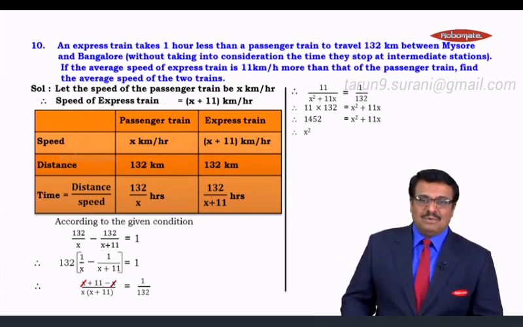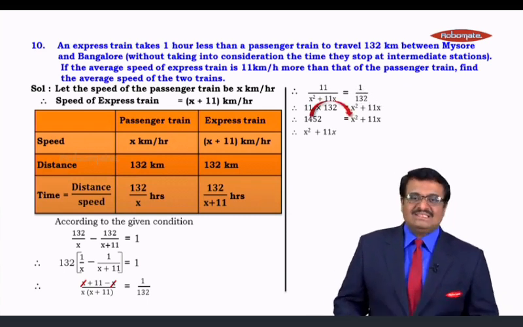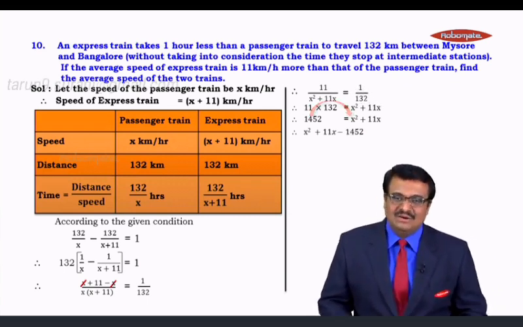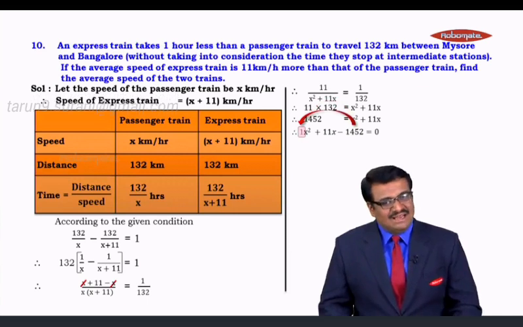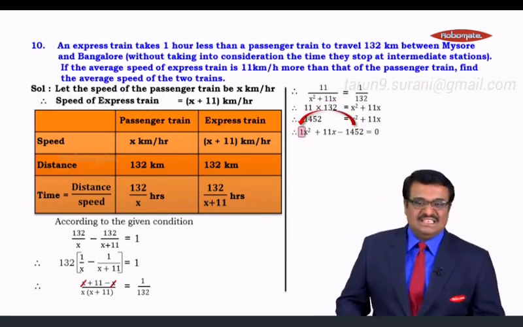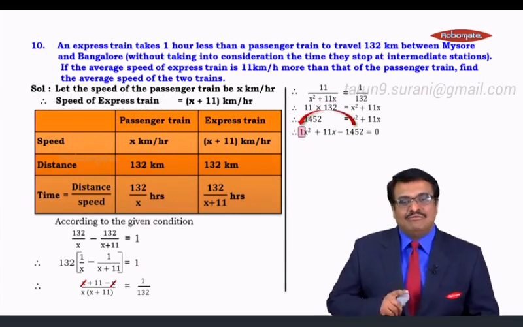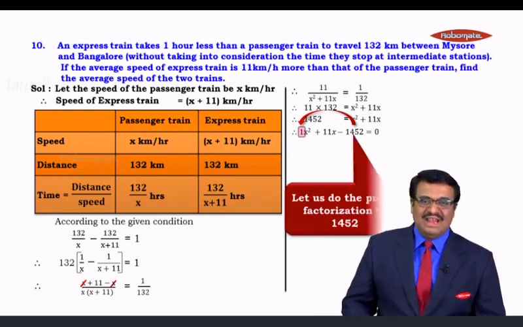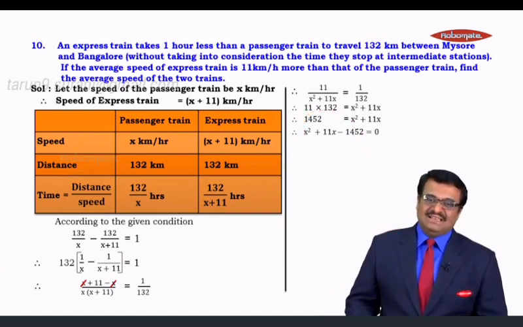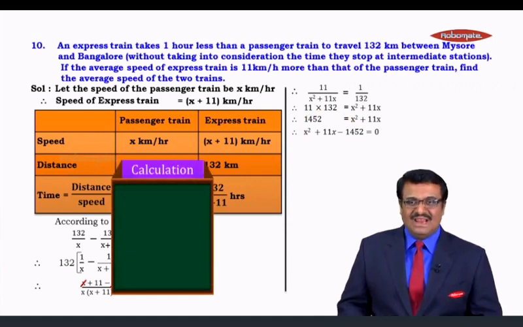Let us write it like a proper quadratic equation. x square plus 11x minus 1452 is equal to 0. Now 3 terms are there. So let us try to do it by factorization, splitting the middle term. 1452 ones are 1452, right? Let us do the prime factorization of 1452, right?